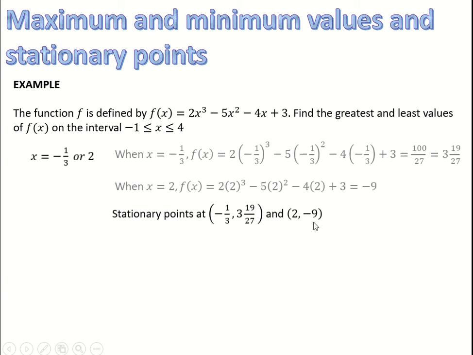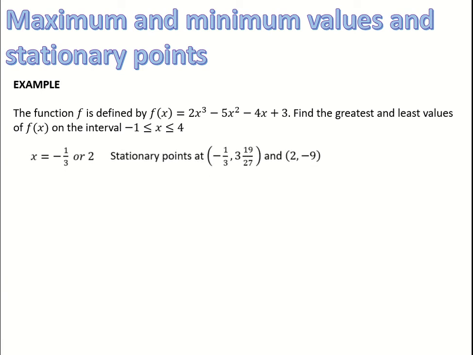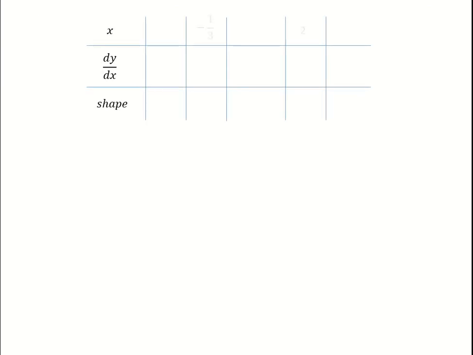So now what we want to do is take those stationary points and determine their nature. So we need a nature table. Minus a third and 2. We know obviously when x equals those values, then dy by dx equals 0. That's the whole process we just did, in which case the shape is flat, turning points. And then we want to look at what's happening either side to determine whether they're maximum or minimum.